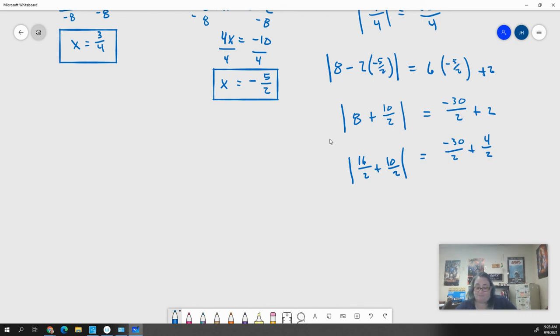Am I wrong about that? This is looking pretty darn good to me. This is looking like 26/2 equals, oh no, because this is going to be negative, minus 26/2. And these do not equal each other. So this is extraneous. It was looking like the numbers were good, but we have that -30, and -30 plus 4 is -26. So we've got a negative equal to a positive, and that doesn't work for us.